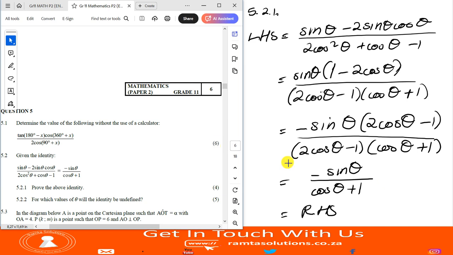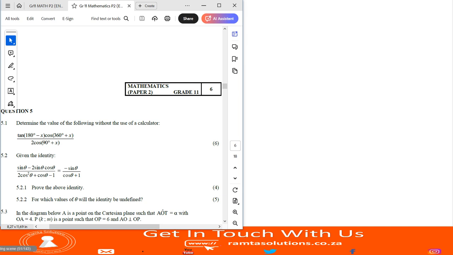Perfect. Now, 5.2.2: for which values of theta will the identity be undefined? I advise you don't use the right hand side. Rather use the left hand side. I think the left hand side will be sufficient. It will give you more detail. And before you answer this question, pay attention. This says for which values of theta will this identity be undefined?